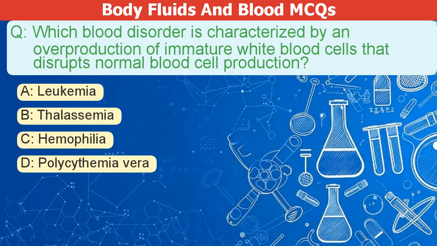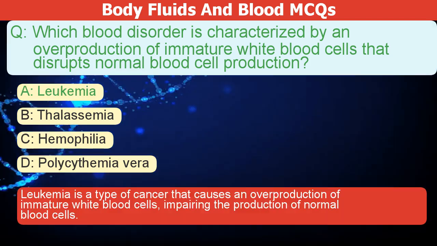Which blood disorder is characterized by an overproduction of immature white blood cells that disrupts normal blood cell production? A. Leukemia. B. Thalassemia. C. Hemophilia. D. Polycythemia vera. The correct answer is A. Leukemia is a type of cancer that causes an overproduction of immature white blood cells, impairing the production of normal blood cells.